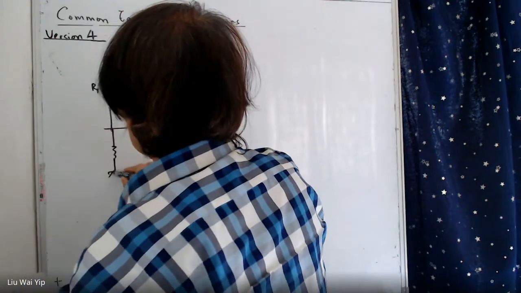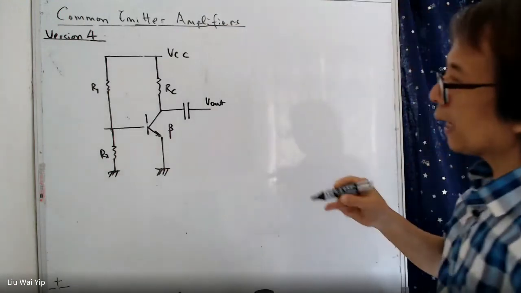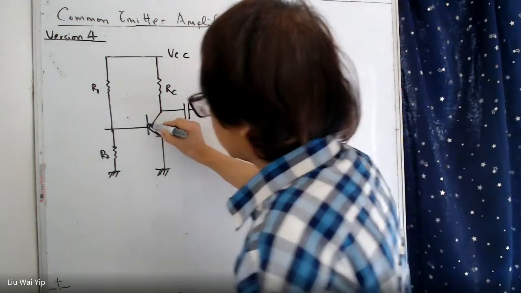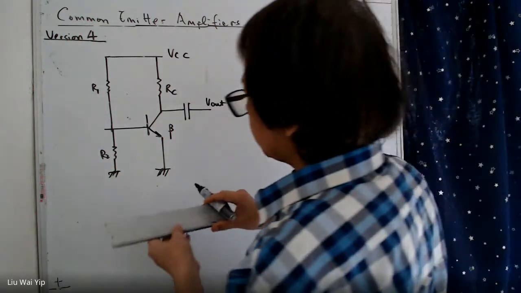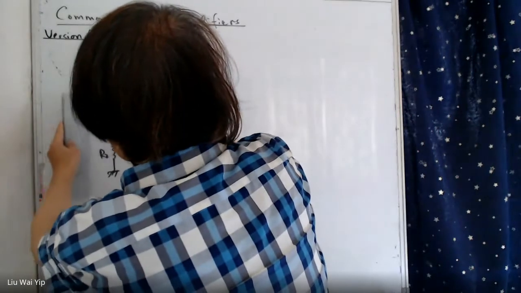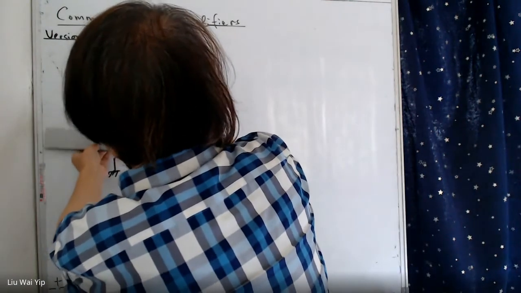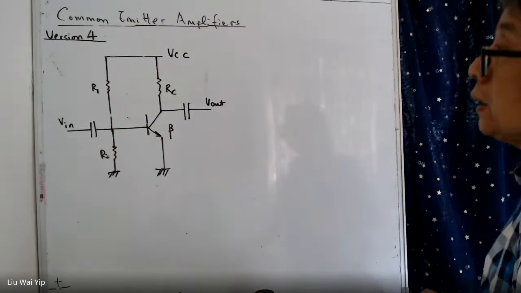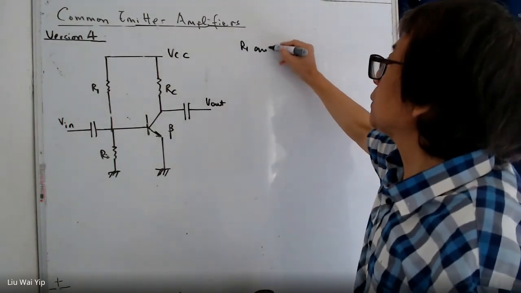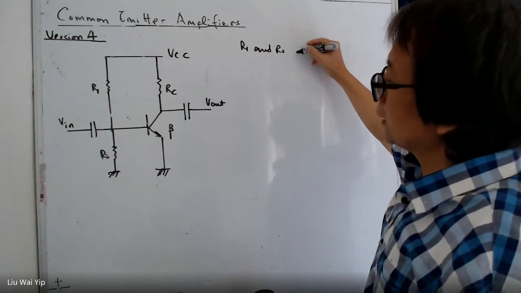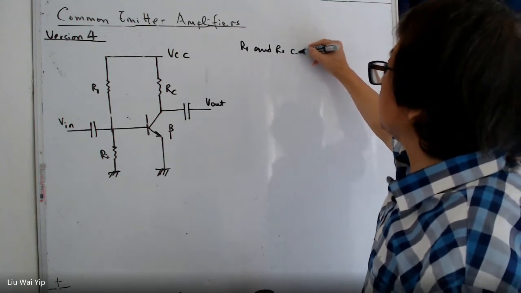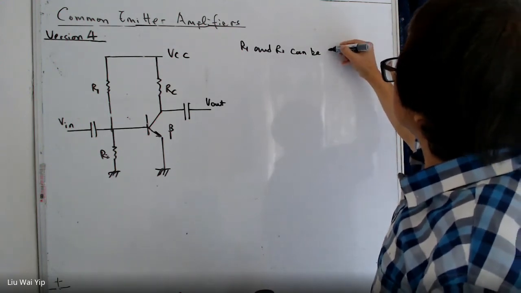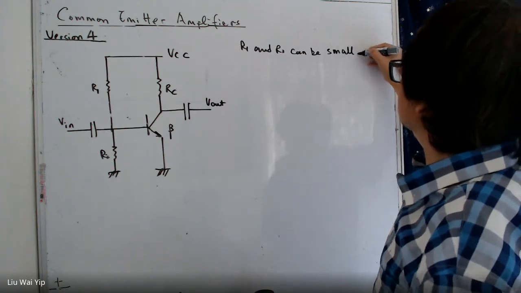And in this case, R1 and R2 can be chosen to be more practical values. So R1 and R2 can be smaller in values, can be small in values.